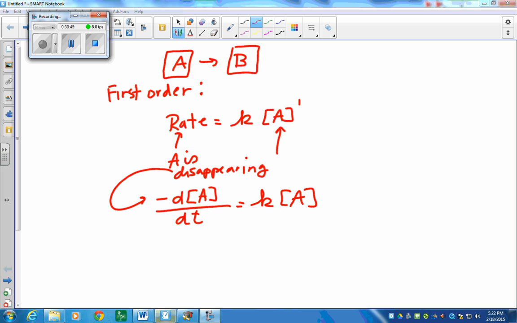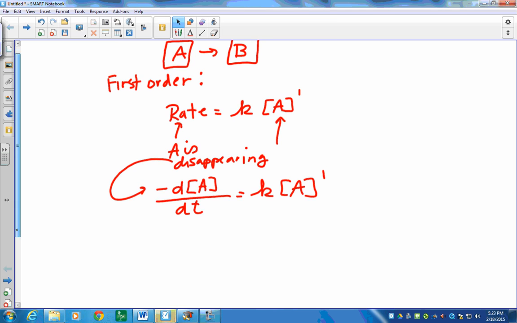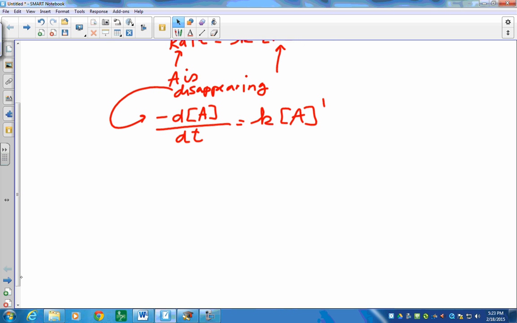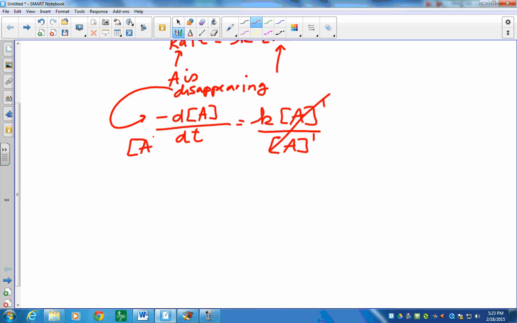Now, most of you are in calculus right now. This is called a separable differential equation. Why? Because I have A's and T's. So what I'm going to do is get the A's on one side and the T's on the other side. I'm going to divide by A to the first, so they cancel. Anything you do to the left, you have to do to the right.